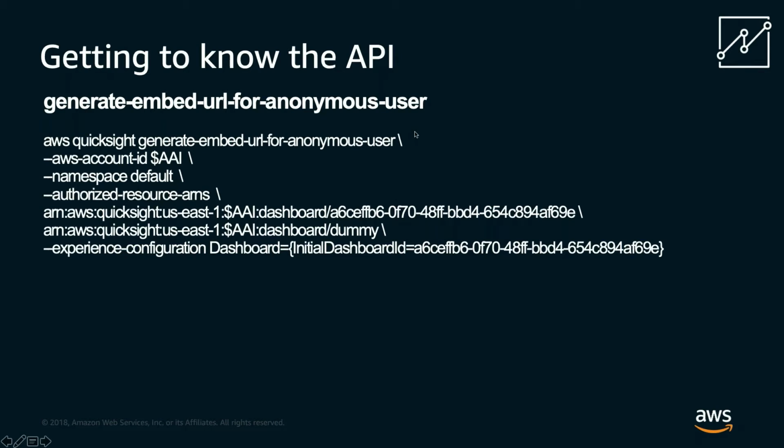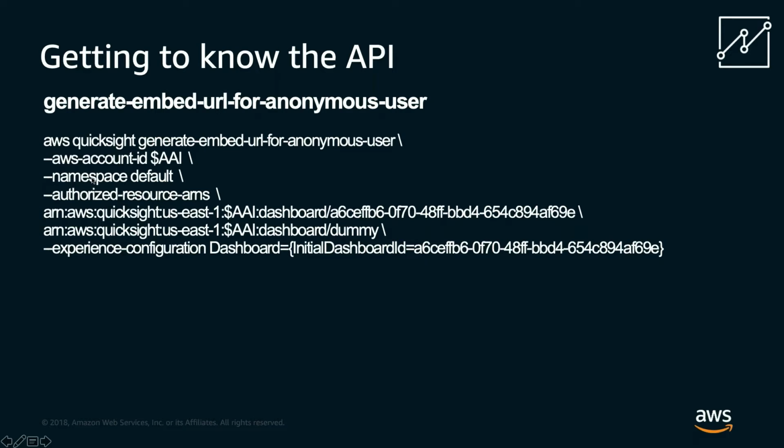So the new API that we have for anonymous embedding is generate embed URL for anonymous user. And in the simplest form, the way we use it is AWS QuickSight, generate embed URL for anonymous user. We pass in the AWS account ID. I have that coded as a variable here, but the actual value goes there. And then we provide the namespace.